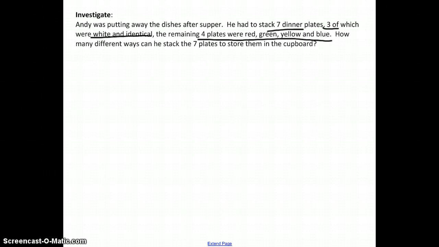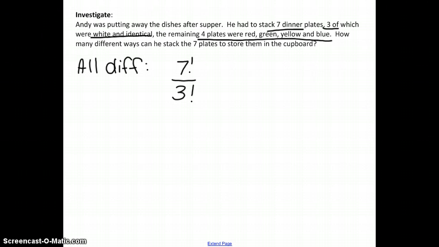So here we have a plate problem where there's 3 identical plates and 4 different colored plates. If they were all different, then there would be 7 factorial ways. But since there's some that are repeating, we need to divide by the number that are repeating factorial. So how many are the same? 3. We've got 3 identical plates, so we're going to divide by 3 factorial.